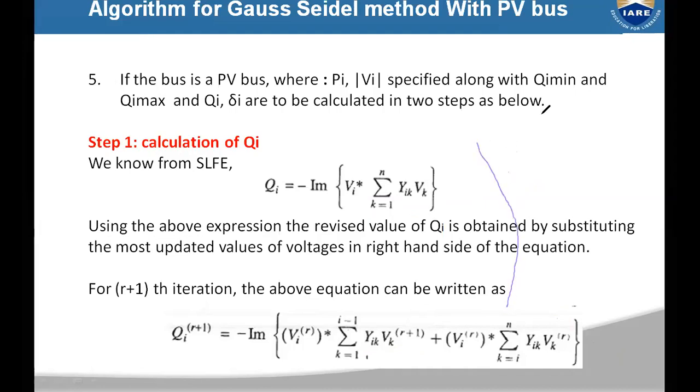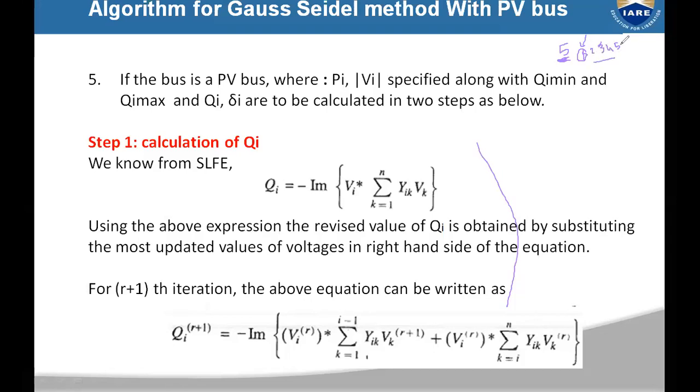Take an example where there are 5 buses: 1, 2, 3, 4 and 5. Out of these 5 buses, the first bus will be the slack bus. At the slack bus you don't need to calculate any voltage, so from the second bus onwards you have to calculate.